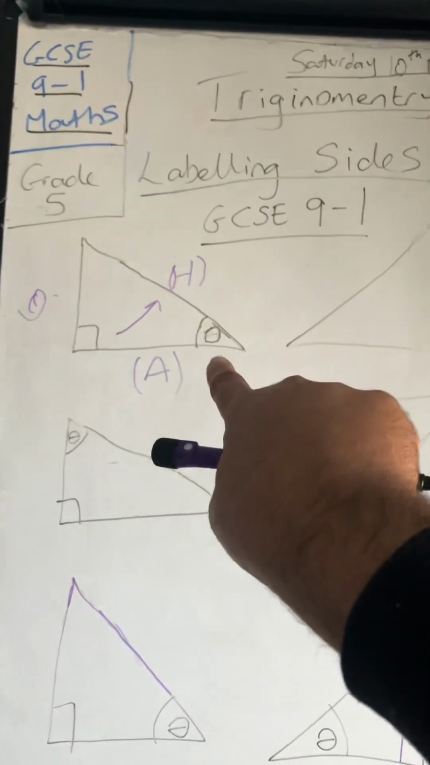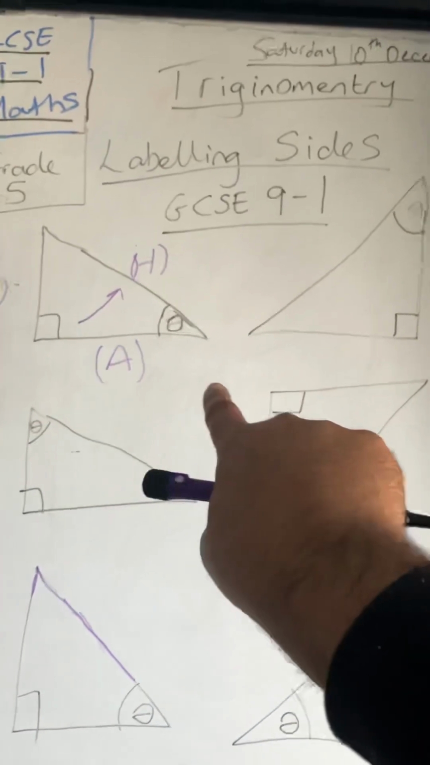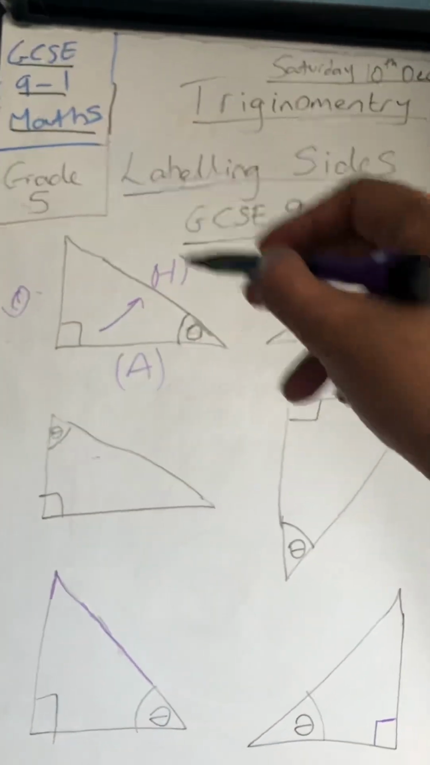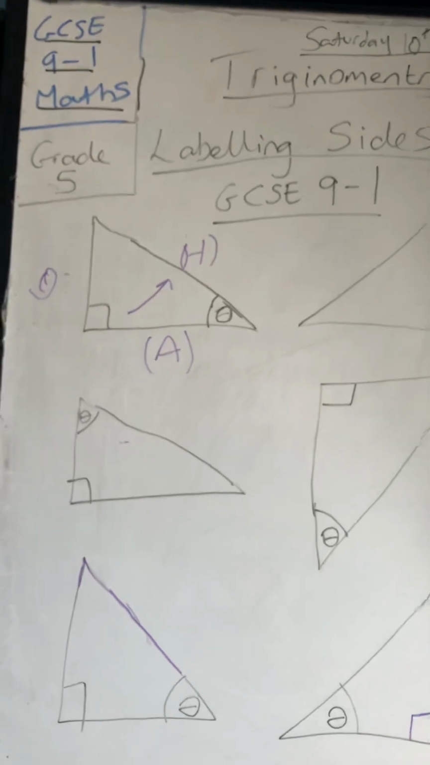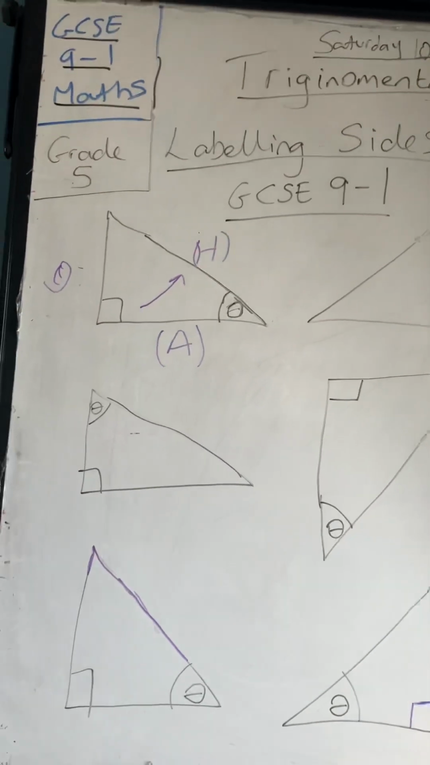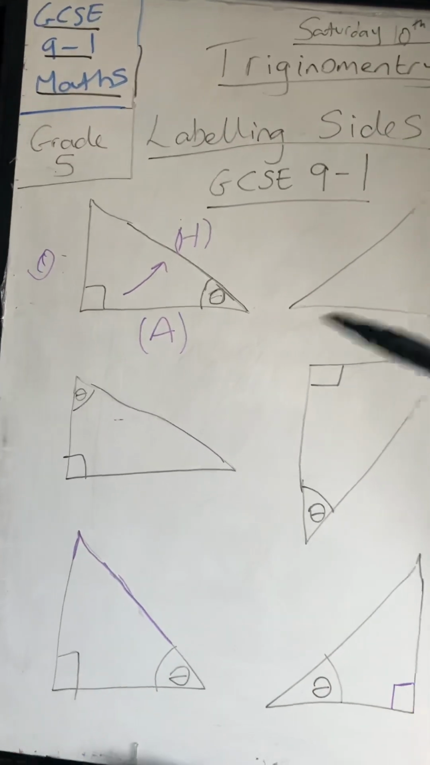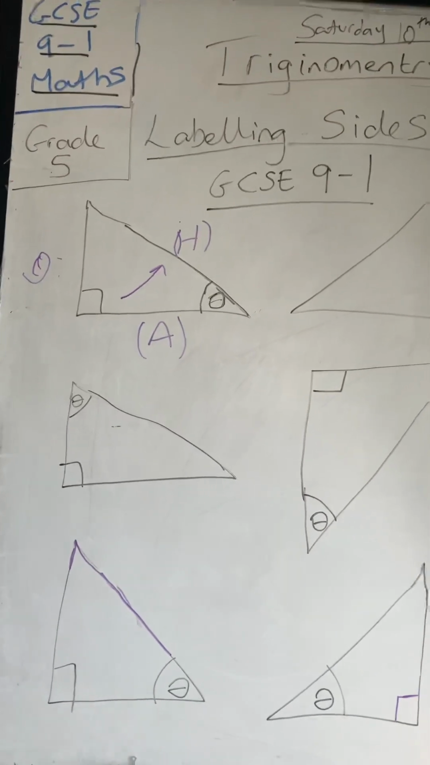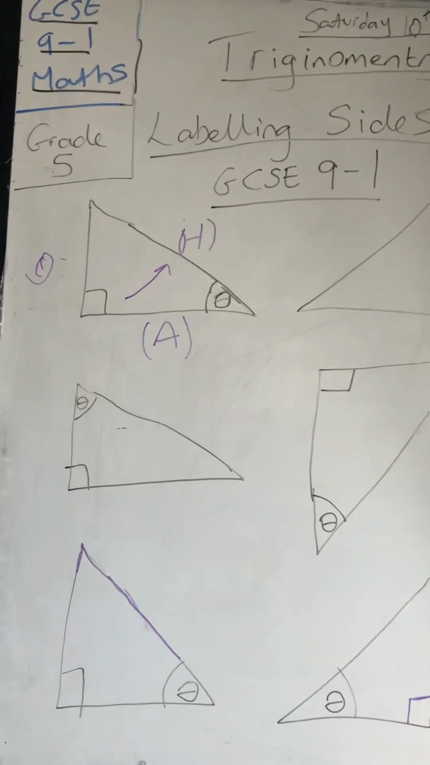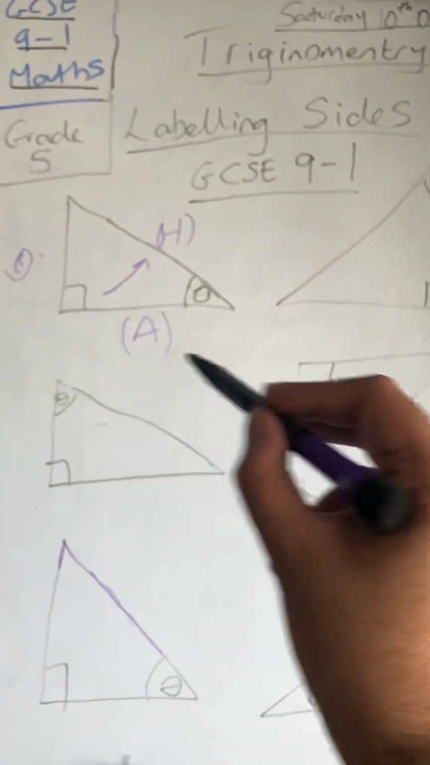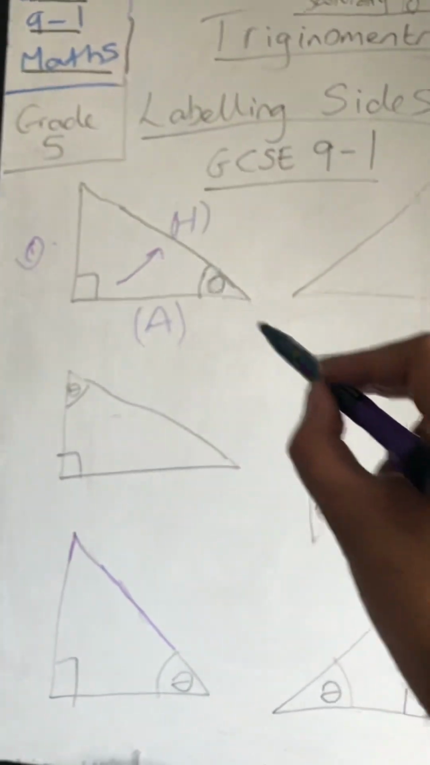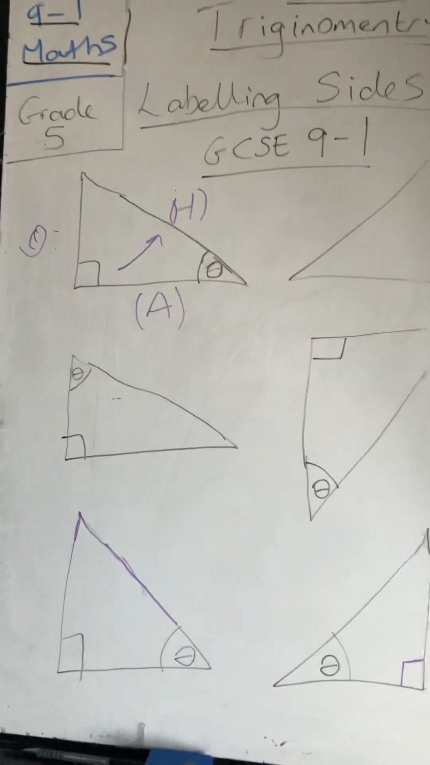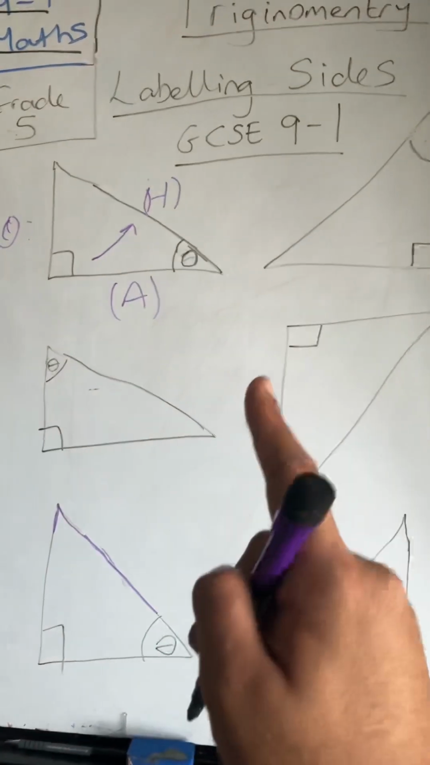This is opposite the angle. This is adjacent, so adjacent just means next to. And this is my hypotenuse. Now, this is important for when we start looking at how to work out this angle using SOHCAHTOA. But today's video is just specifically looking at labeling the sides. So it's opposite my angle, this is adjacent to my angle, and this is my hypotenuse. So the hypotenuse is always directly opposite the right angle, not the angle that we're looking for.